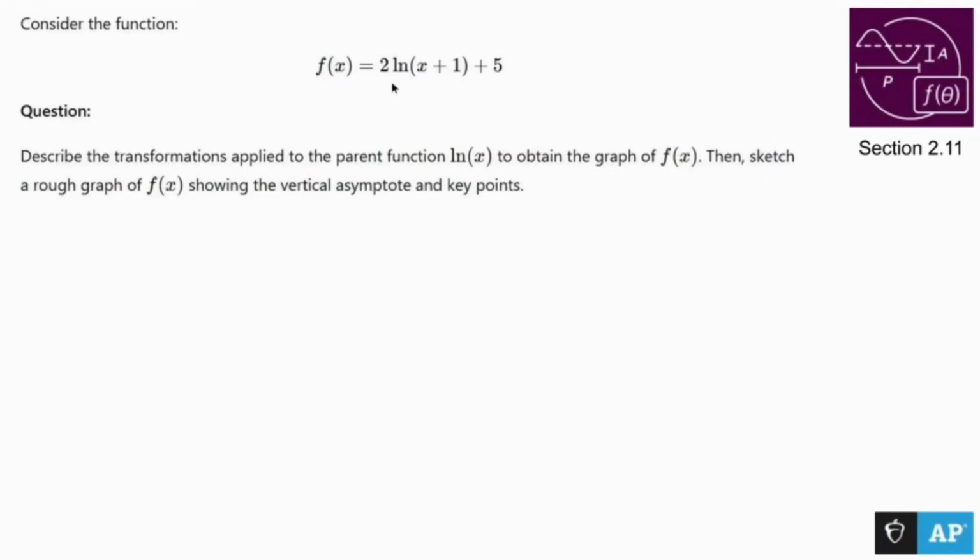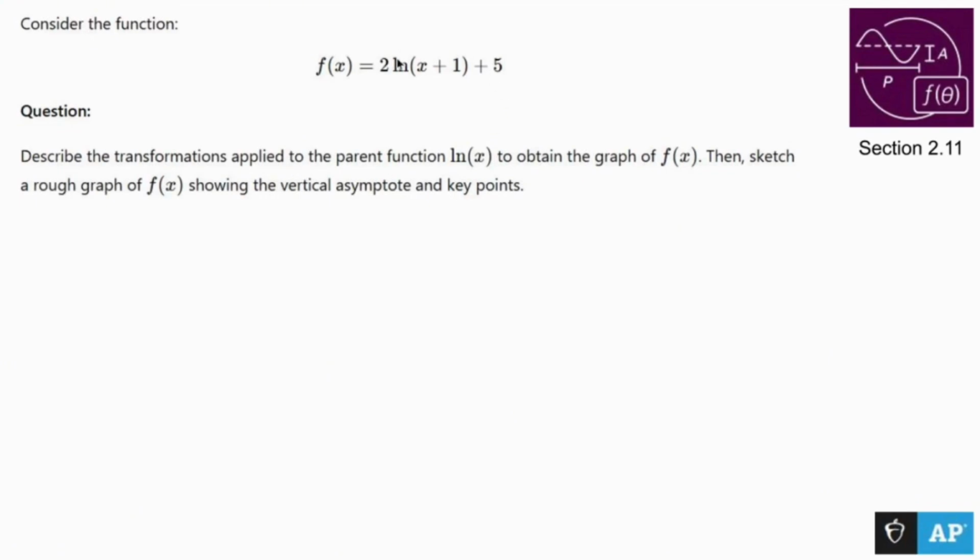Consider the function f of x equals 2 ln of (x plus 1) plus 5. Describe the transformations applied to the parent function ln of x to obtain the graph of f of x, then sketch a rough graph of f of x showing the vertical asymptote and key points.